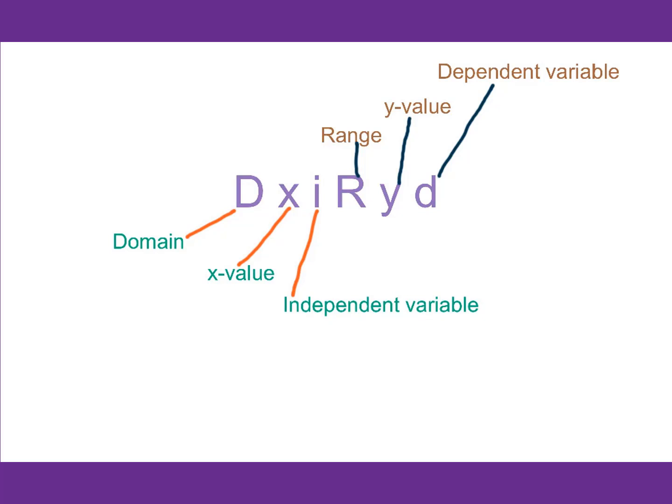If you are given a graph, you need to figure out the very left point and the very right point to find the domain. For range, you just need to find the very bottom point and the very top point to get the range.